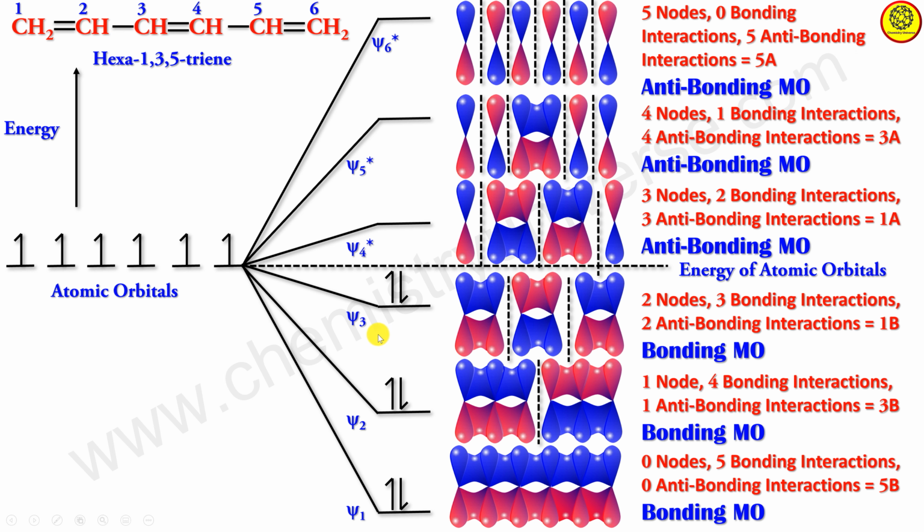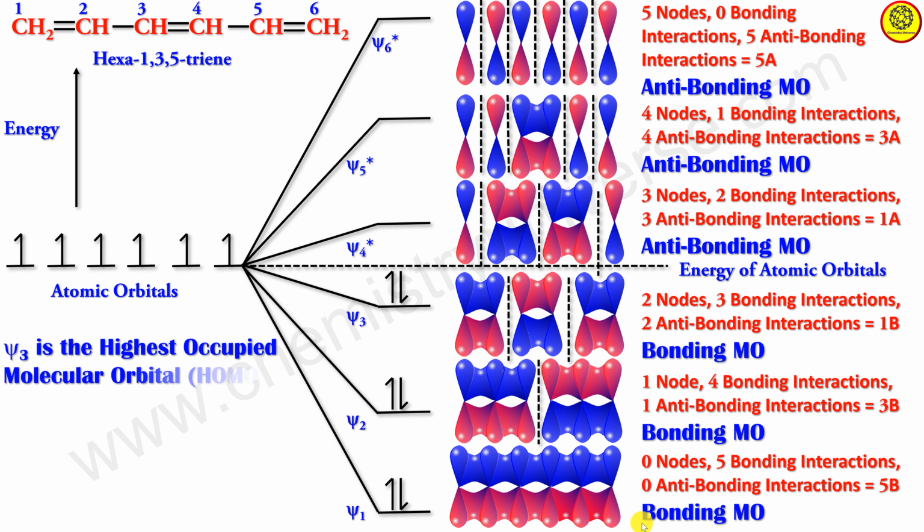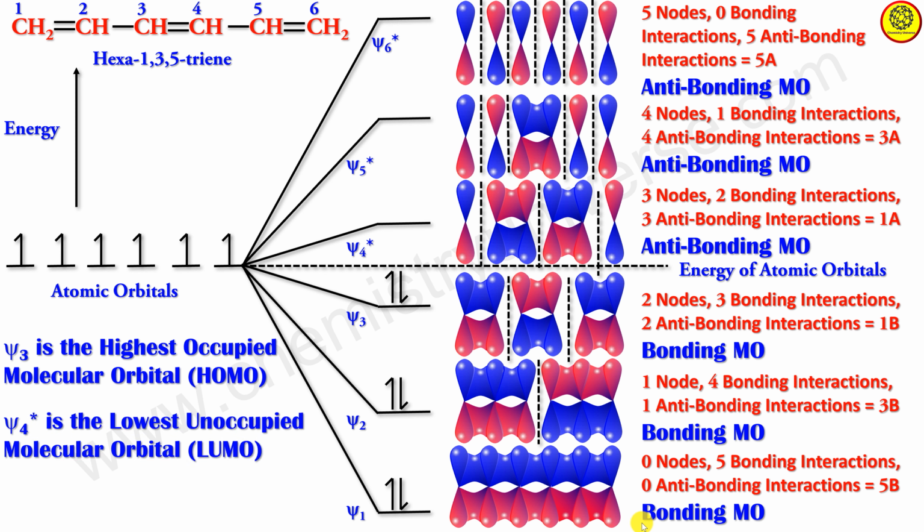Now, Psi3 is the highest orbital which is occupied. Psi4 star is the lowest orbital in energy which is unoccupied. So, Psi3 is the highest occupied molecular orbital, called the HOMO, and Psi4 star is the lowest unoccupied molecular orbital, called the LUMO. Now let's look at benzene.